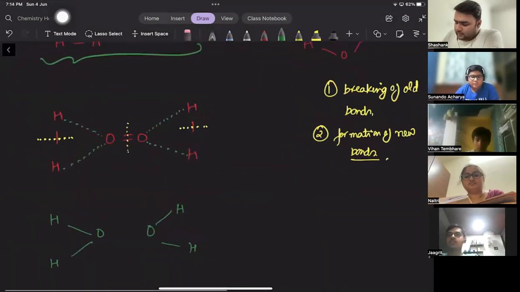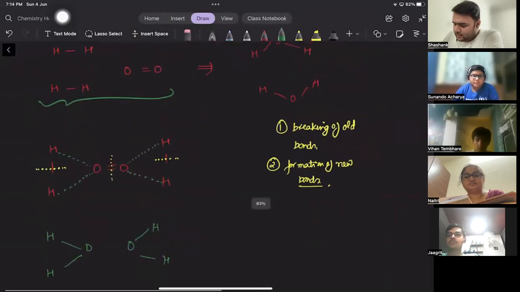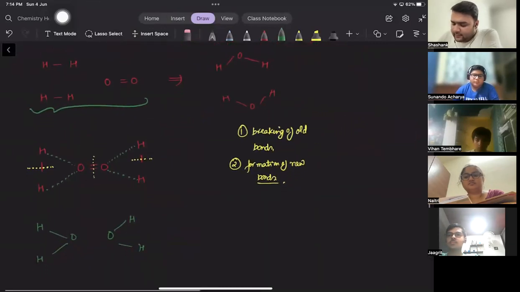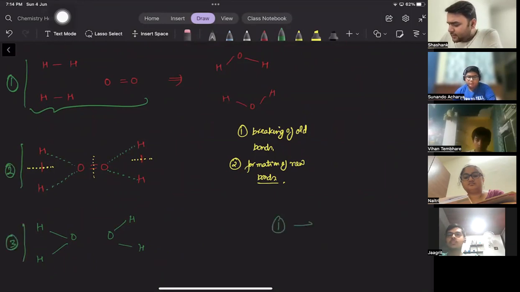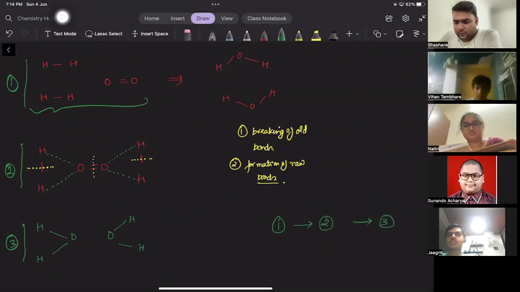Right? So I'll slightly zoom it out. As you all can see, we started with this thing. Let's say I call it 1, let's say I call this 2, and let's say I call this 3. So first happened, then second happened, and then third happened, right? So the first thing we call reactant, the third thing we call product.